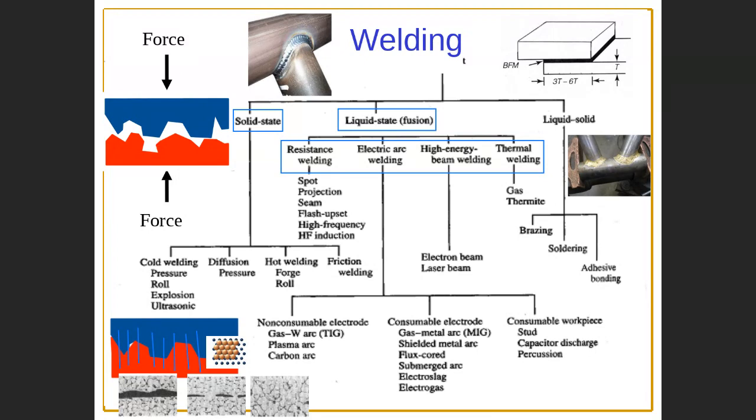And there are many techniques to do solid state welding, like cold welding pressure, diffusion pressure, hot welding force roller, and friction welding. These are different ways to do solid state welding. Is it clear? Any question, guys? Is the difference between liquid state welding and solid state welding clear? Please always remember, this is really very important.